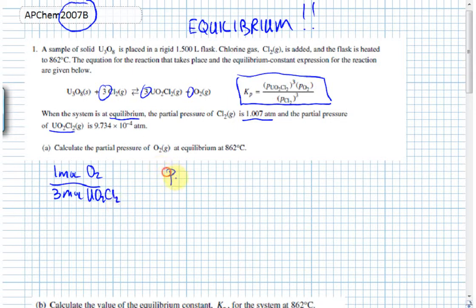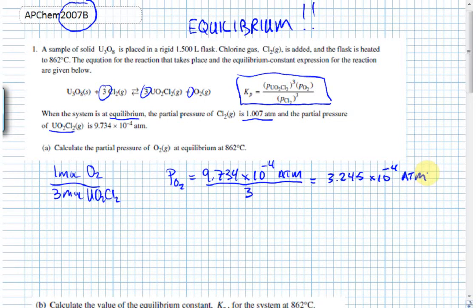So the pressure of the oxygen is going to be the pressure of the UO2Cl2 divided by 3. All right, calculator out. Go ahead and plug that into the calculator. 4 sig figs, 3.245 times 10 to the minus 4th atmospheres. A tiny pressure.